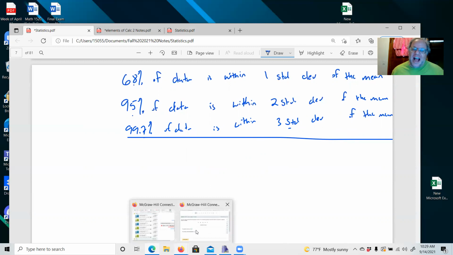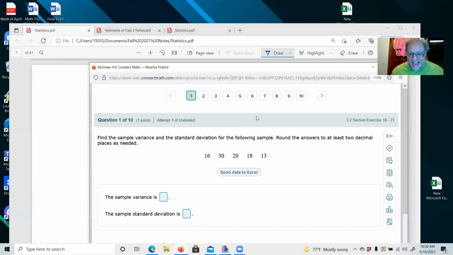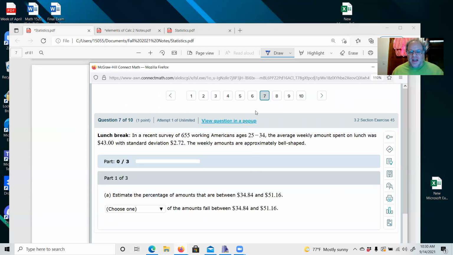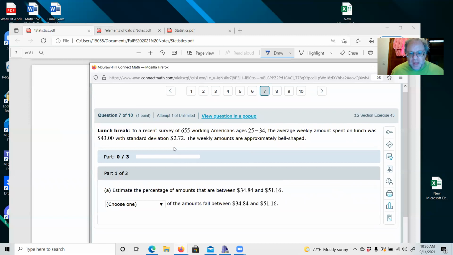But all right, how are we using this? How do the empirical rule and z-scores function at the same time? This is the same problem we did last night. Say in a recent survey of 655 working Americans, this is clearly before COVID times, the average weekly amount spent on lunch was $43 with a standard deviation of $272. The one in the book has a cents thing here too, so it's a little bit harder to tell. And we want to estimate the percentage between these 2 values.